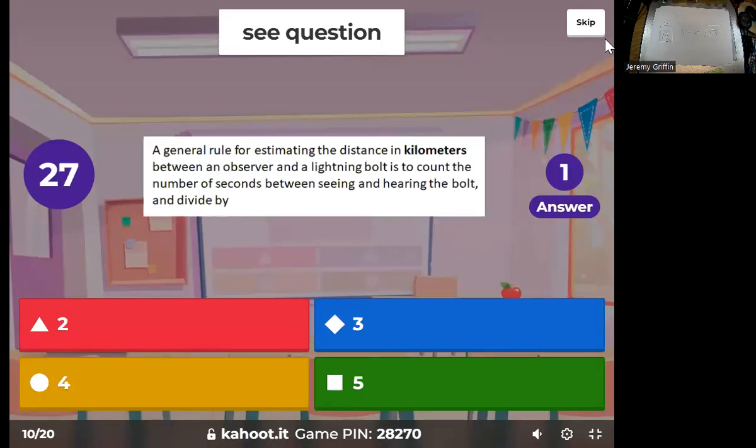General rule for estimating distance in kilometers between observed results: count the number of seconds between the lightning and the thunder, and divide by. So we're going for kilometers, right? Kilometers.